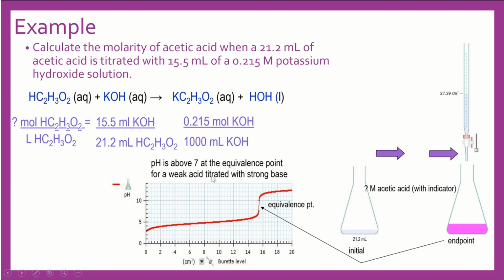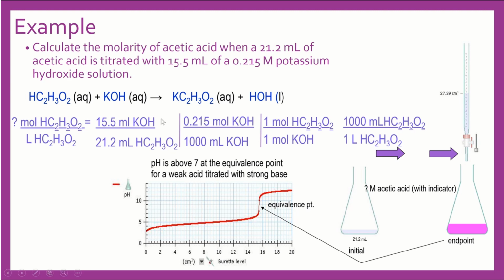So again, here's my concentration of base now. So I went from milliliters of KOH to moles of KOH. And now with a balanced chemical equation, I can go from moles of KOH to moles of acetic acid. Finally then, don't forget, we're working with milliliters of acetic acid and we want liters. So make that final conversion. And I figure out the concentration of my acetic acid to be 0.157 molar.